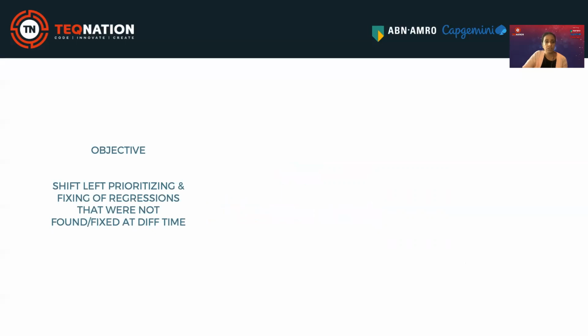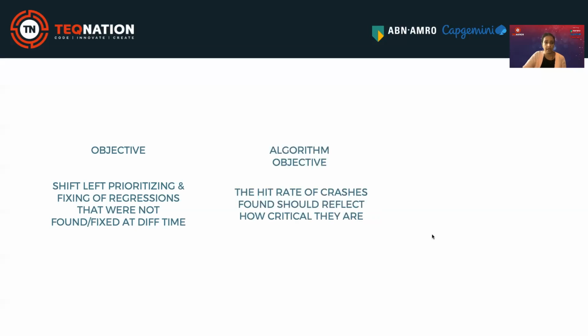So let's go back to the objective. Our objective is to shift left, prioritizing and fixing regressions that were not found at diff time. So these crashes in master, we want to know which ones of them are more important. We want to automatically predict which ones are more important so that we can prioritize them and fix them before we release to any real users.